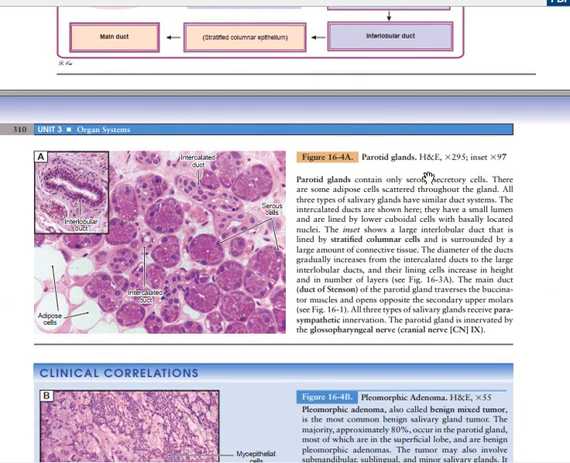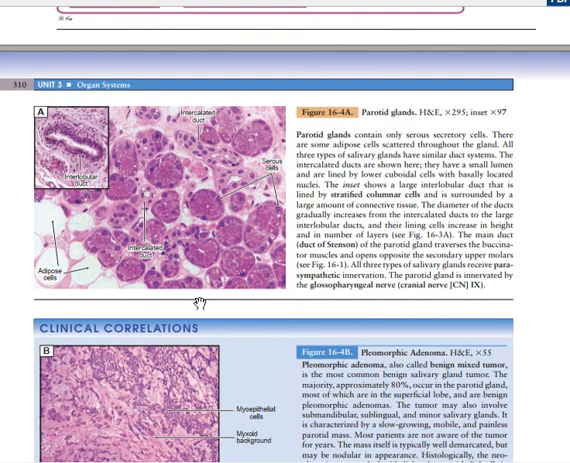Now let's visualize the parotid gland with a higher magnification. With the higher magnification, you can see here that there are intercalated ducts also. This is another form of duct. So these are intercalated ducts here. These are glands containing the serous cells, while in between the glands are the ducts, as you can see here.